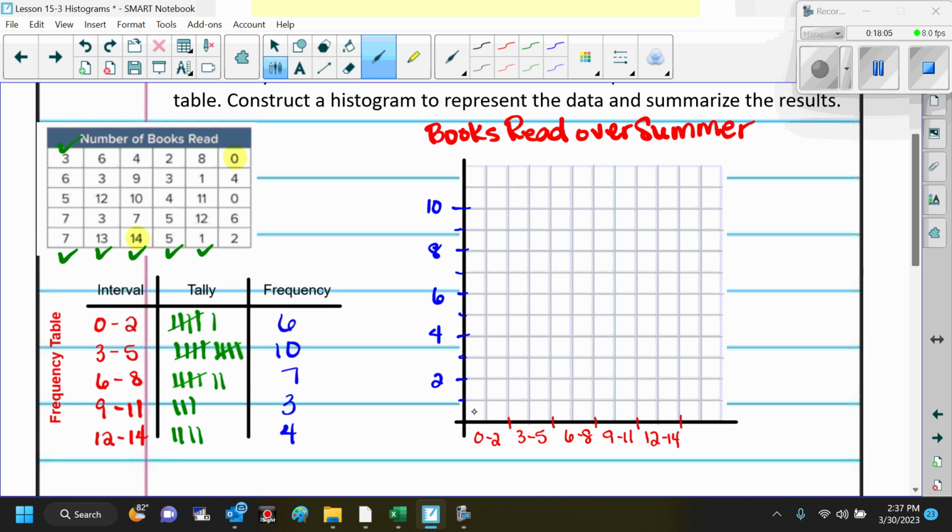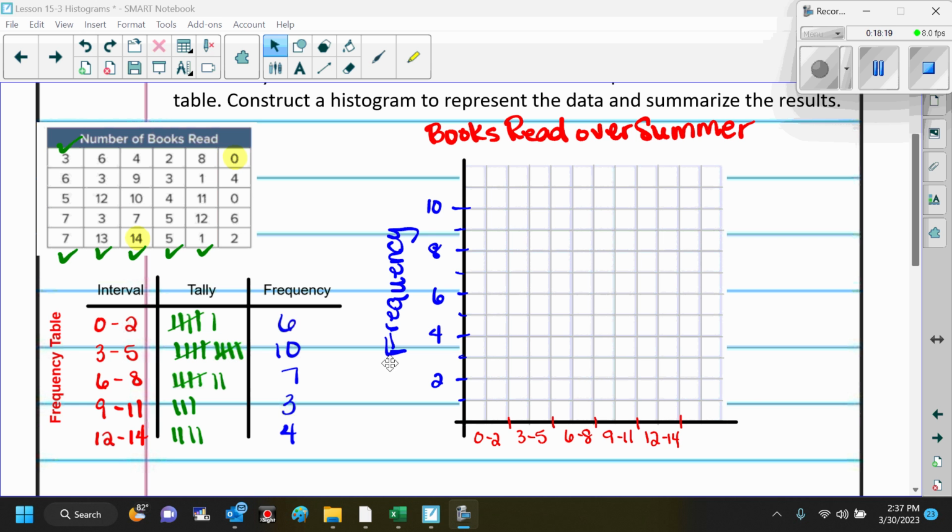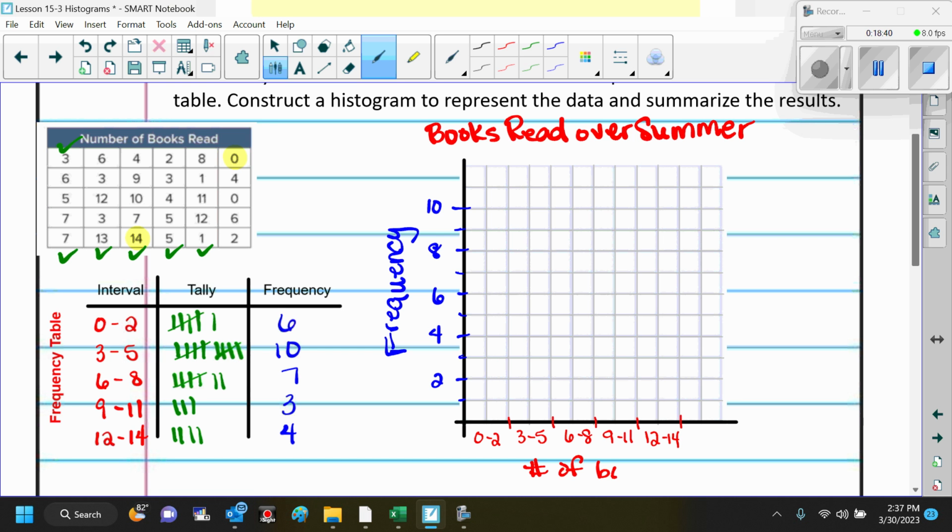Now, again, on the y-axis, the label is always frequency. On the x-axis, that is the number of books. Right? Oops. Put that in red. Okay, that's the number of books.